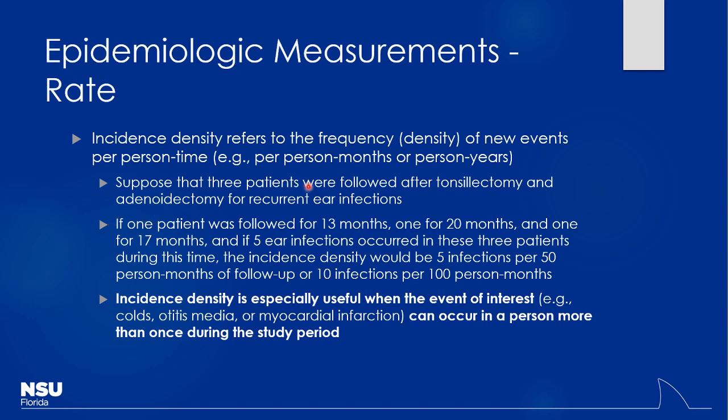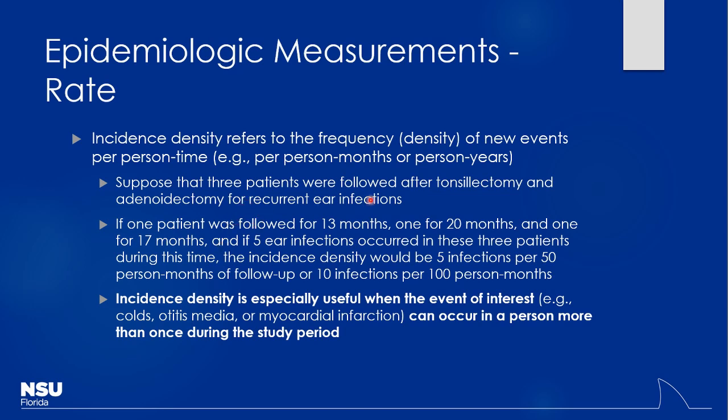So let's say we had 3 patients who are being followed after tonsillectomies, and we want to see how frequently they have recurrent ear infections. Let's say, for instance, we followed one patient for 13 months, one for 20 months, and one for 17 months. And during that time period, we had 5 ear infections that occurred. We basically add those time frames up, and that's going to be the total time frame. So again, 13 plus 20 plus 17, you know what that turns out to be?